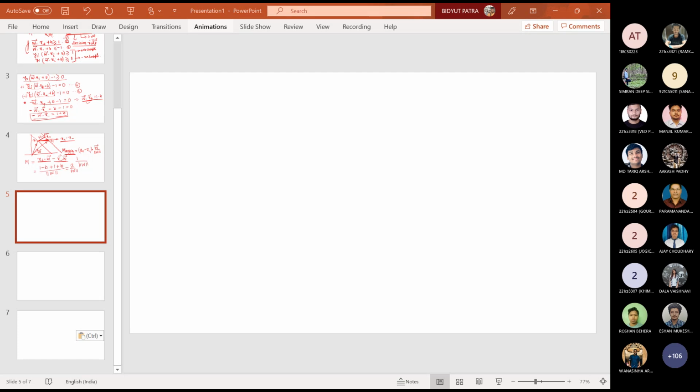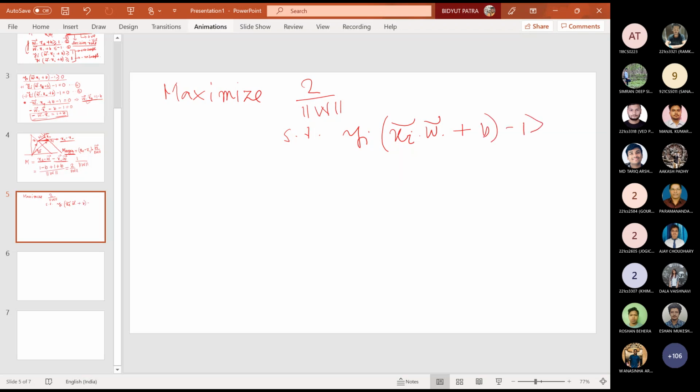So what we have to do, we have to maximize 2 by the magnitude of W subject to the constraint yi (xi · w + b) minus 1 greater than or equal to 0. Okay, so now this is an optimization problem.